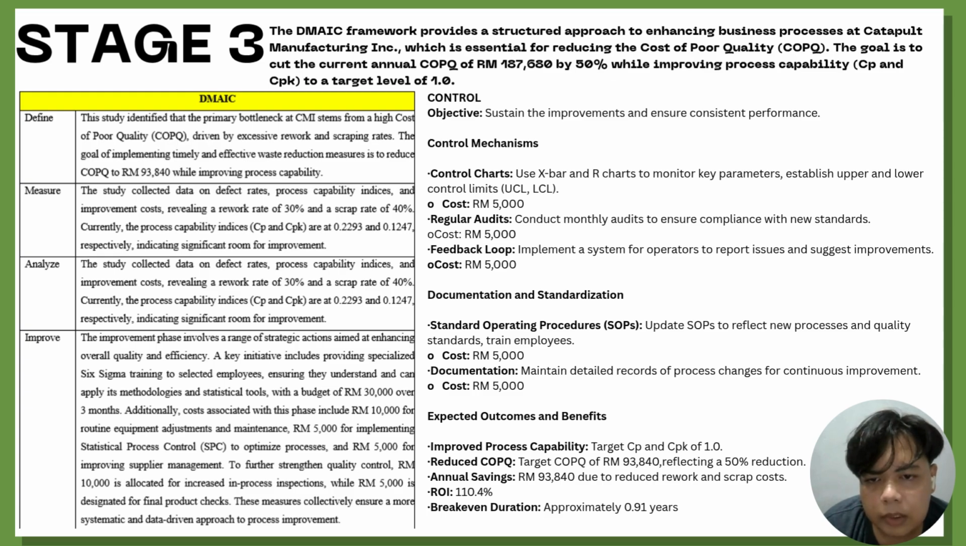In the measure phase, we collected data on defect rates, process capability indices, and improvement costs. This revealed a 30% rework rate and 40% scrap rate at this stage. CP and CPK were at 0.2293 and 0.1247, indicating significant room for improvement.